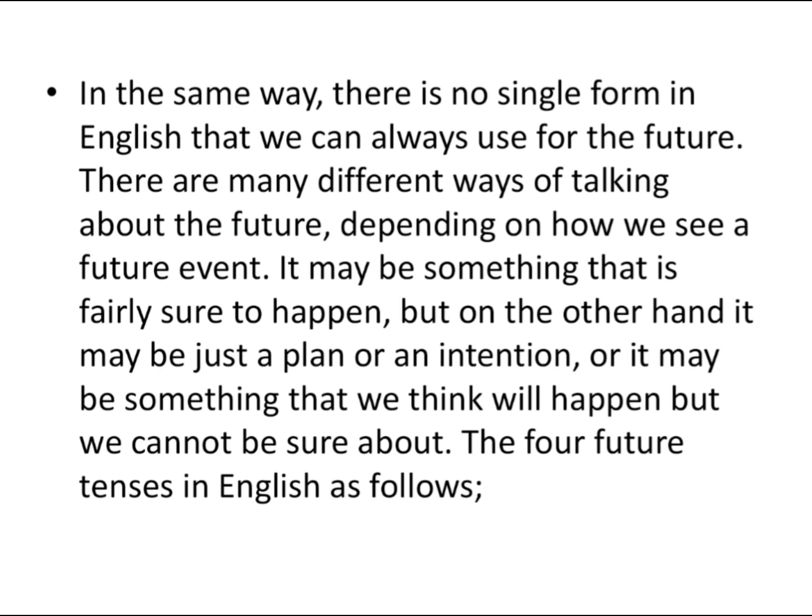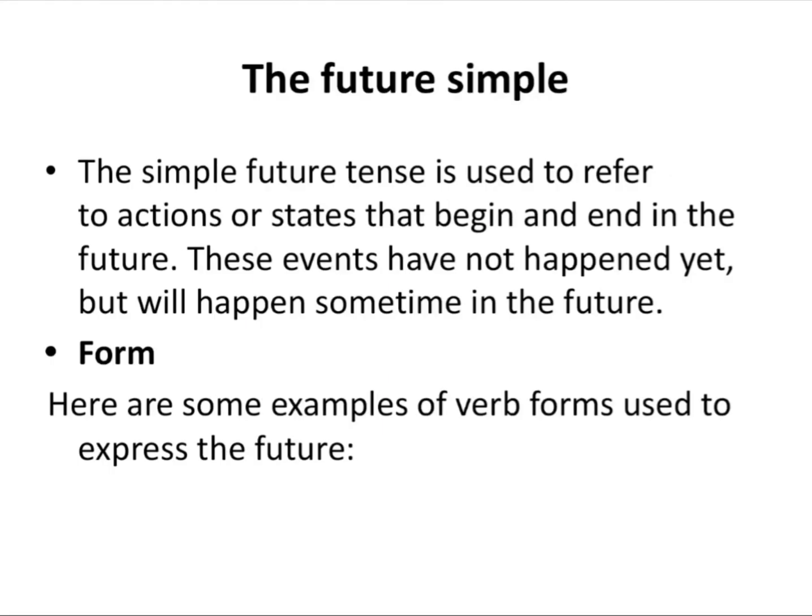The four future tenses in English are as follows. First, the future simple. The future simple tense is used to refer to actions or states that begin and end in the future. These events have not happened yet, but will happen sometime in the future.